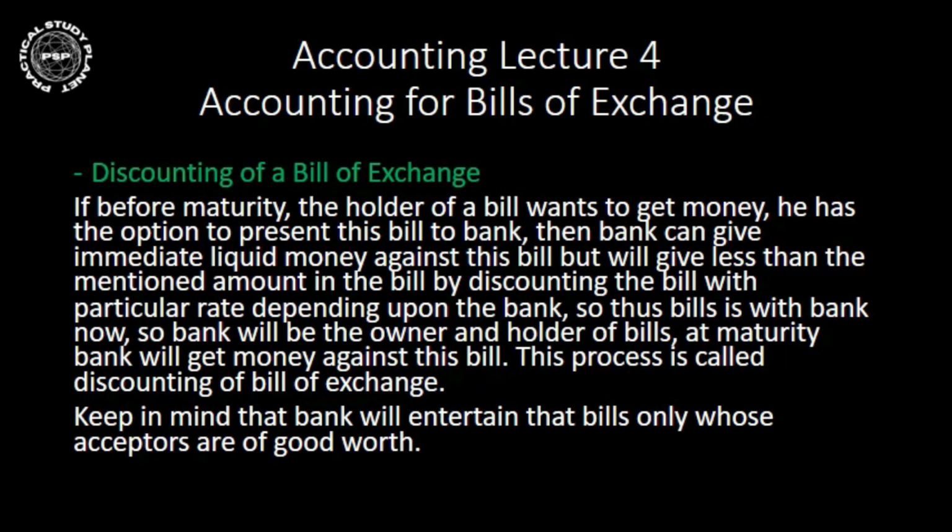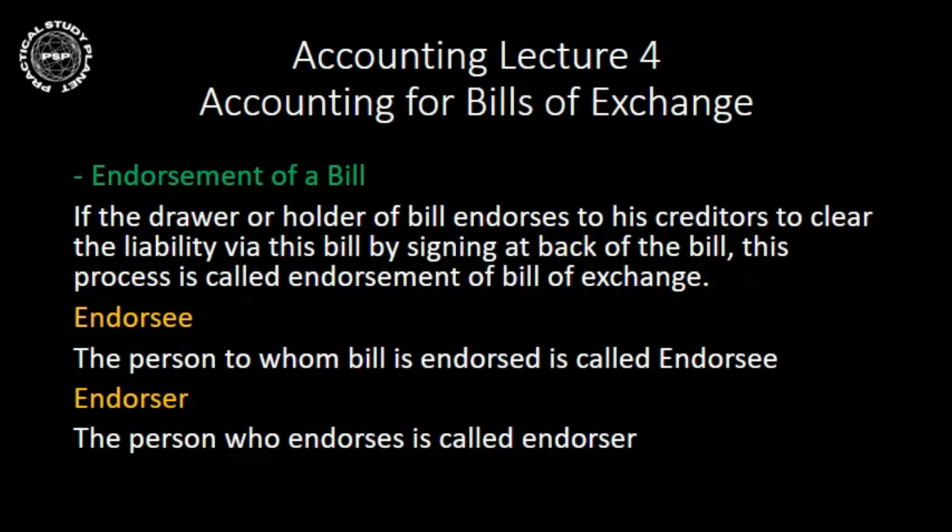So the bill is with the bank now, so the bank will be the owner and holder of the bill. At maturity, the bank will get money against this bill. This process is called discounting of bill of exchange. Keep in mind that the bank will entertain only those bills whose acceptors are of good worth.